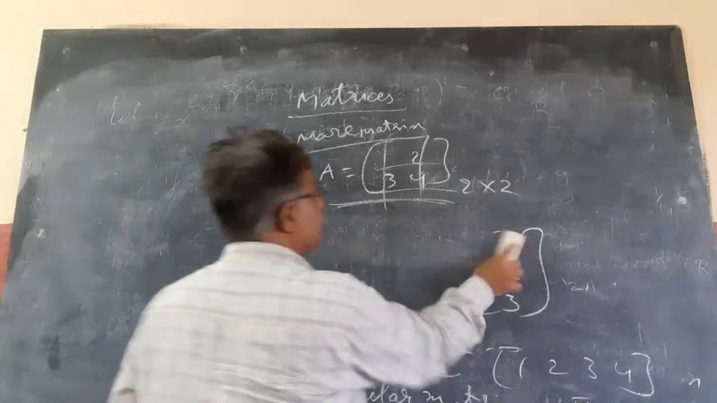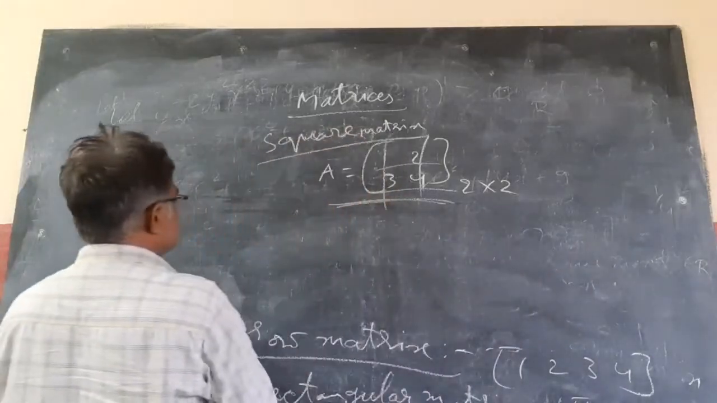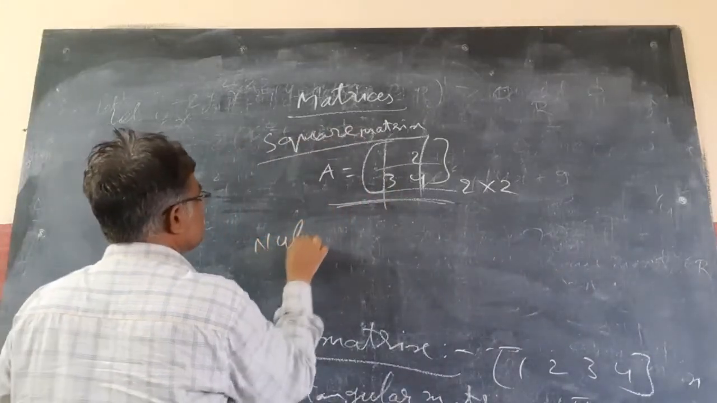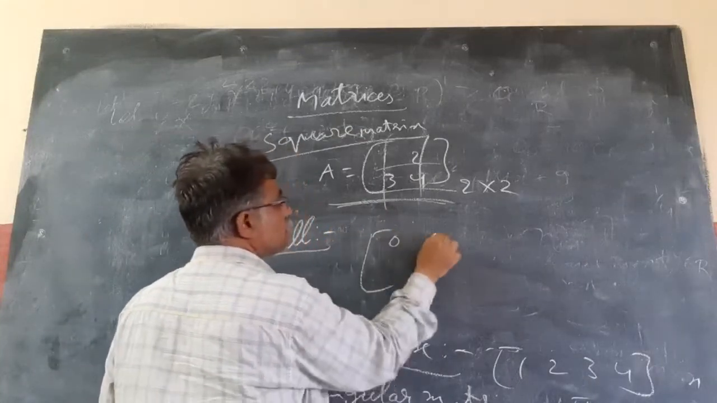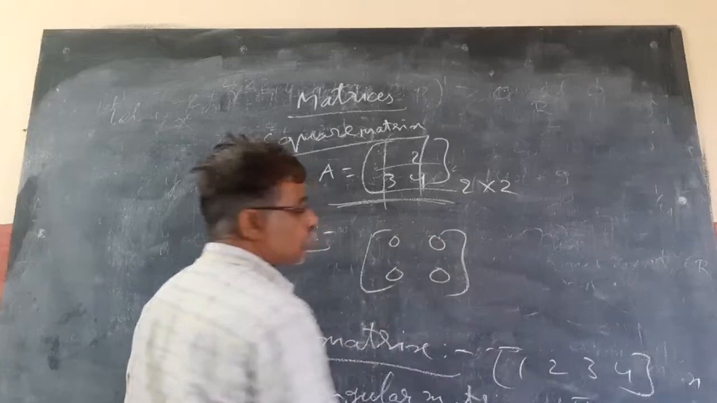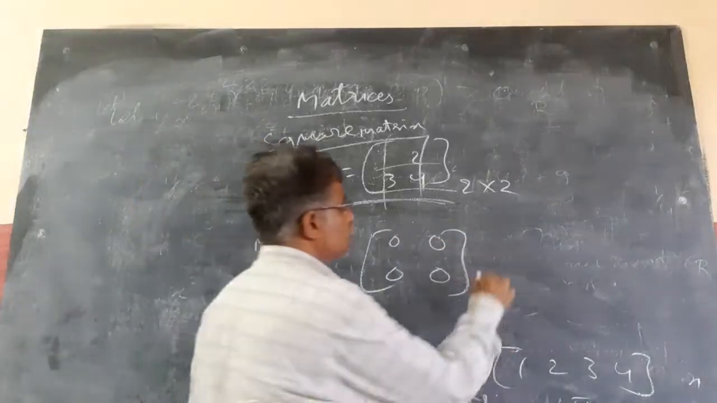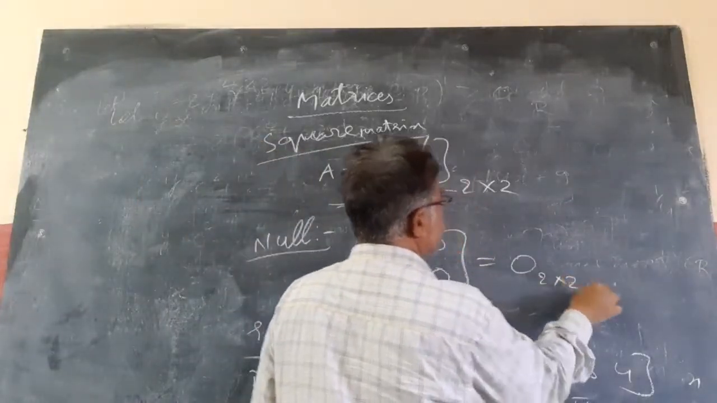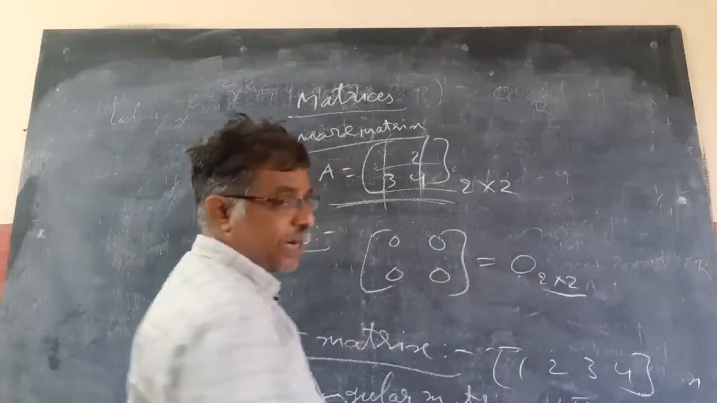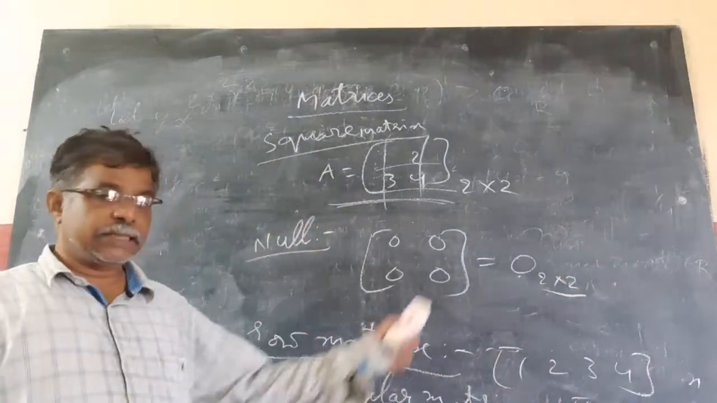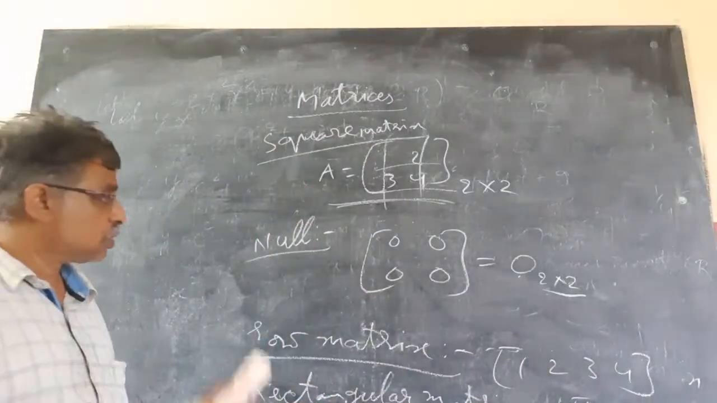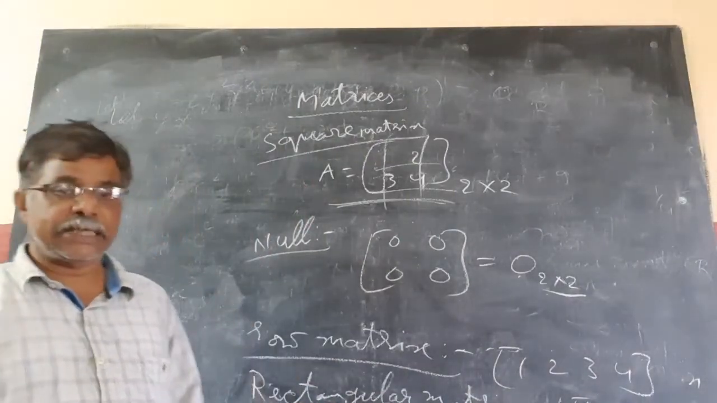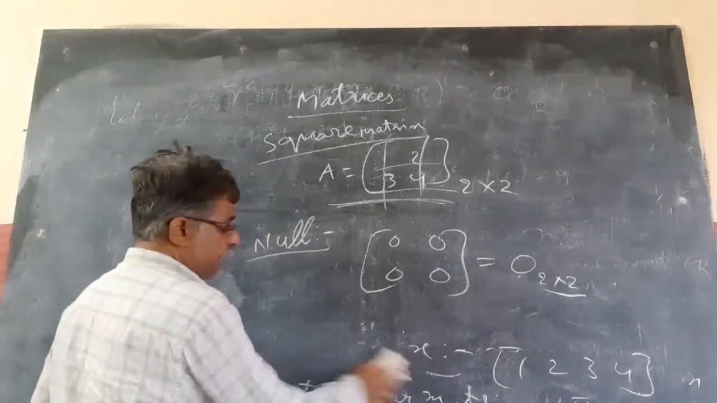Next, null matrix. What is a null matrix or a zero matrix? A null matrix or zero matrix is one in which all the elements are zeros. This is a zero matrix or null matrix, usually represented as 2 by 2. This is a 2 by 2 null matrix. Similarly, 3 by 3 means 3 rows and 3 columns, all zeros. So a null matrix means all the elements are zeros.